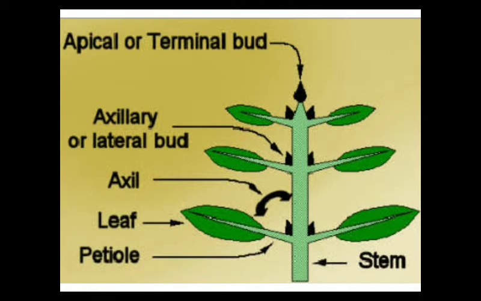In this diagram it will be clear. This is a stem and this is the leaf. These leaves arise from the node of the stem and their axil. In their axil they will possess a bud, and in future these buds will develop into a stem.